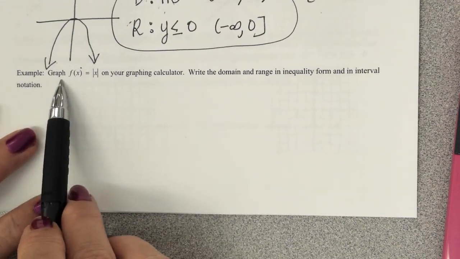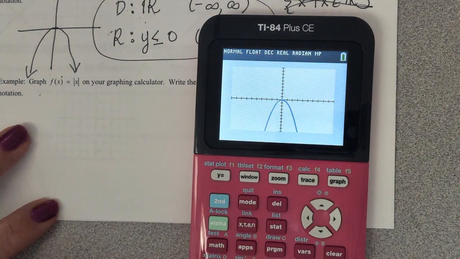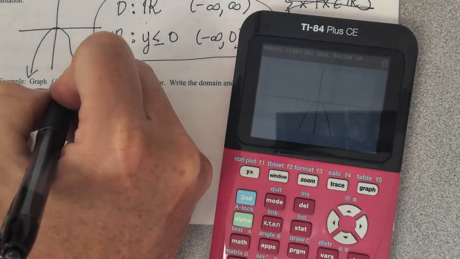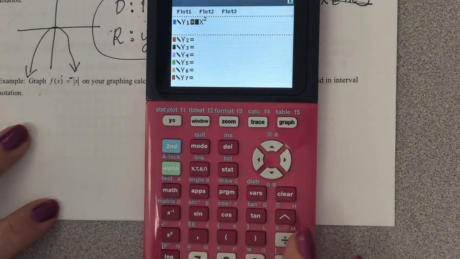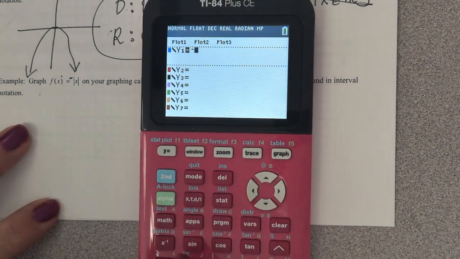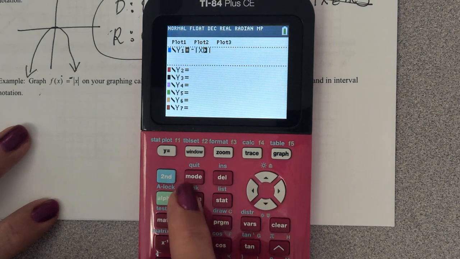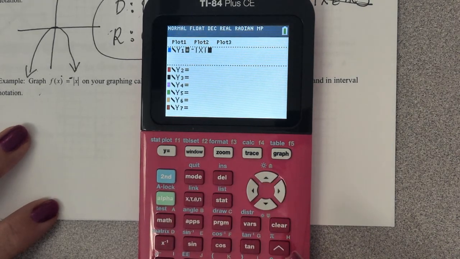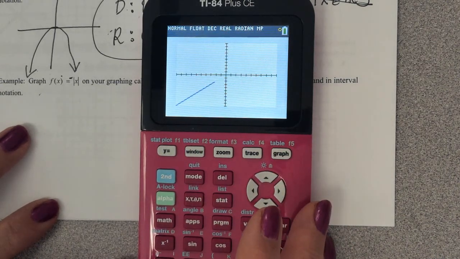All right, graph f of x equals absolute value of x. I already did this. Let's change that. Let's make it a negative. What do you think is going to happen if I put a negative in front of there? So let's do negative, and then remember how to put this in? Math, num, absolute value, x. What do you think is going to happen? Yep, it's going to flip over the x-axis. There it is.